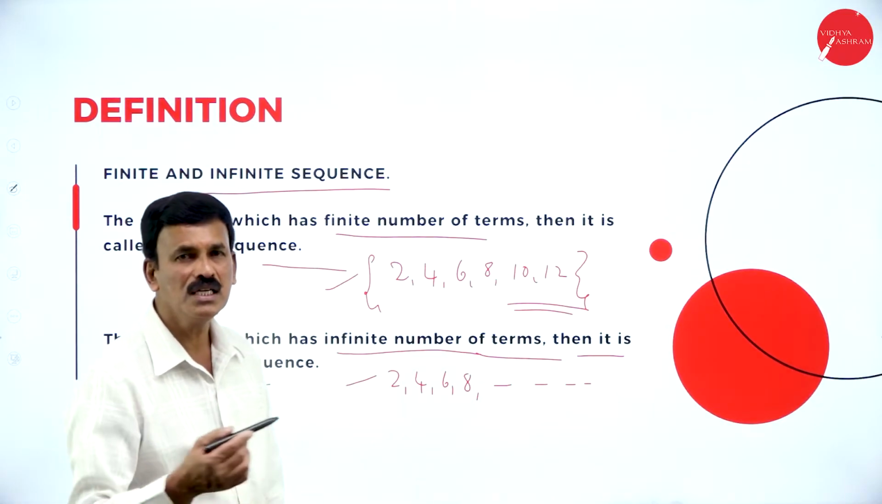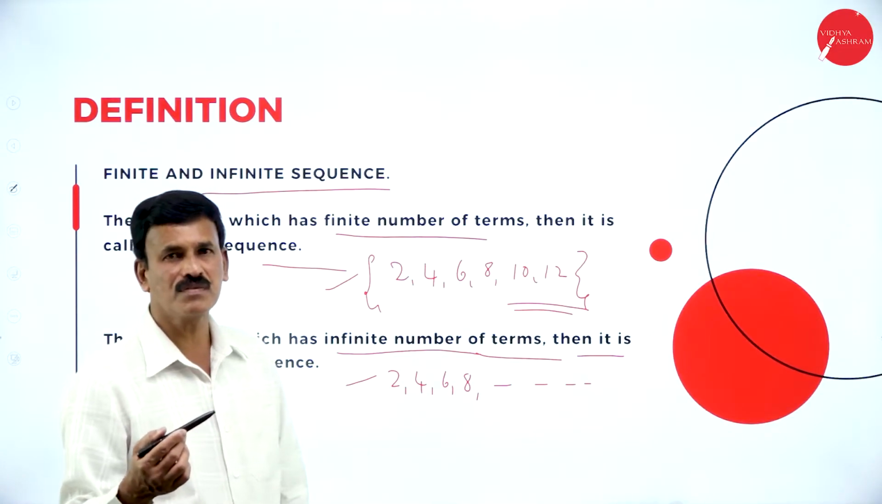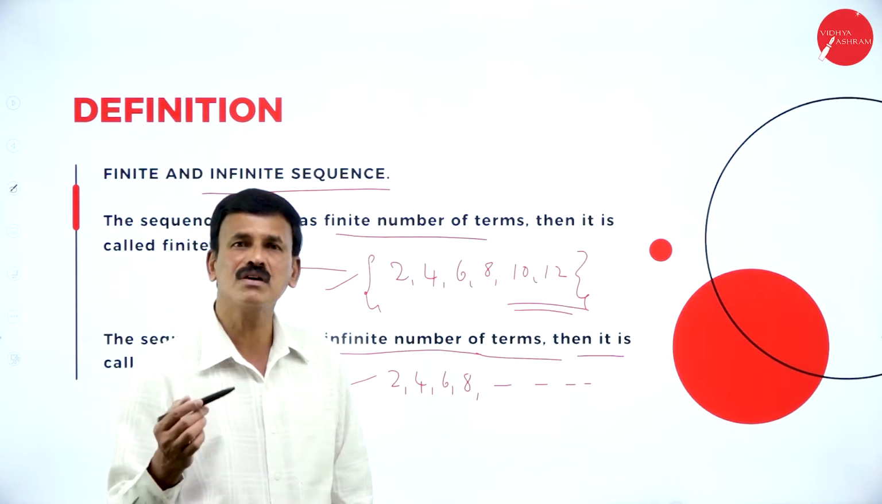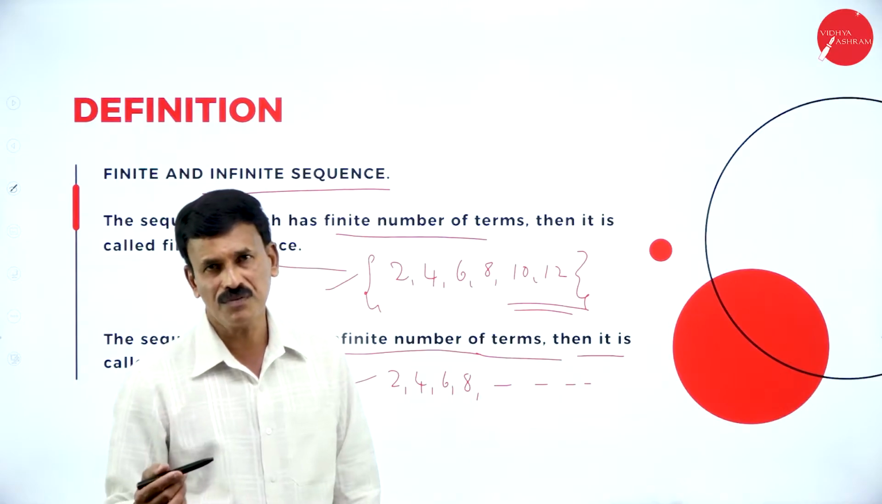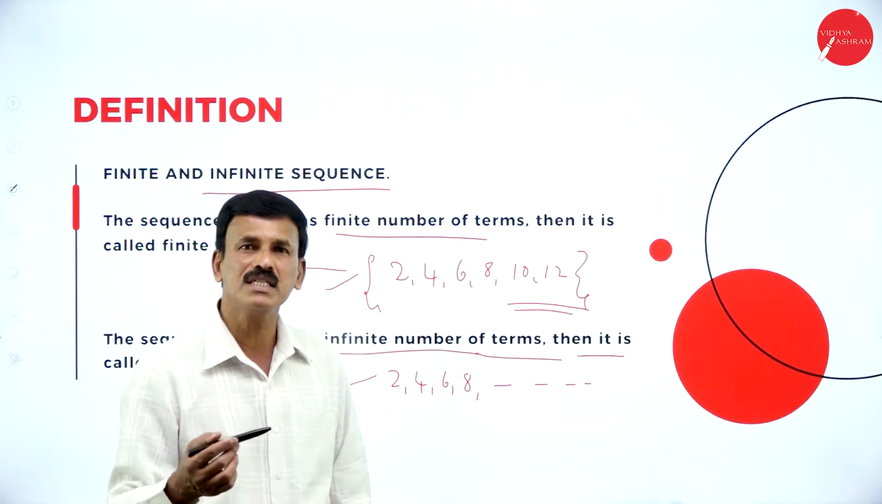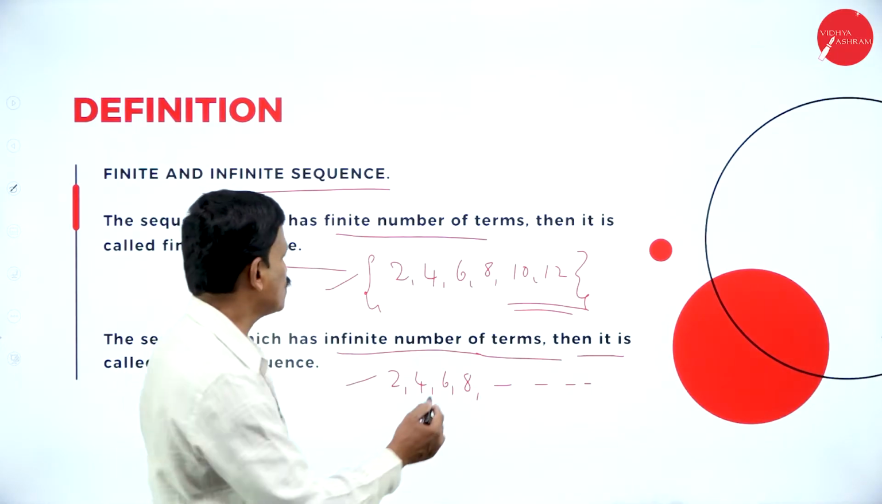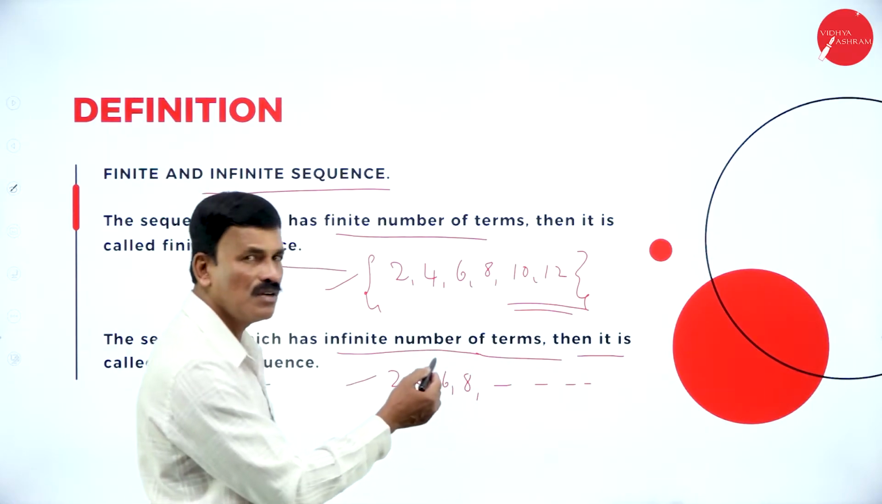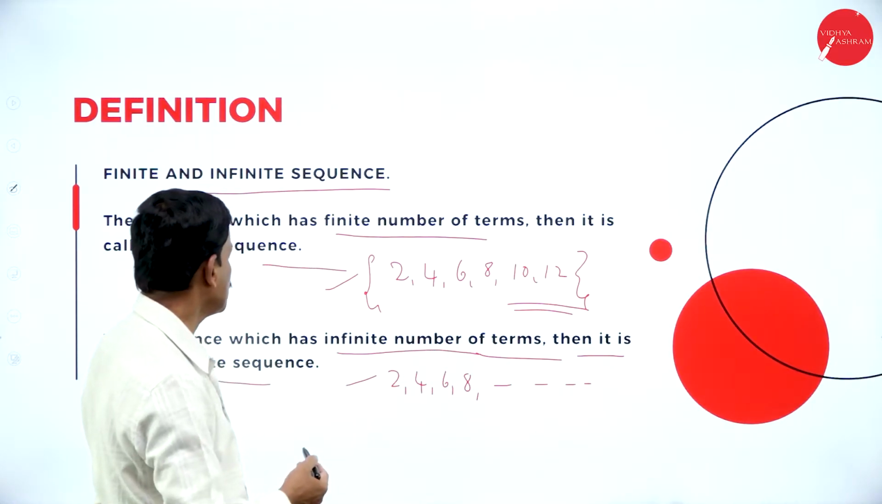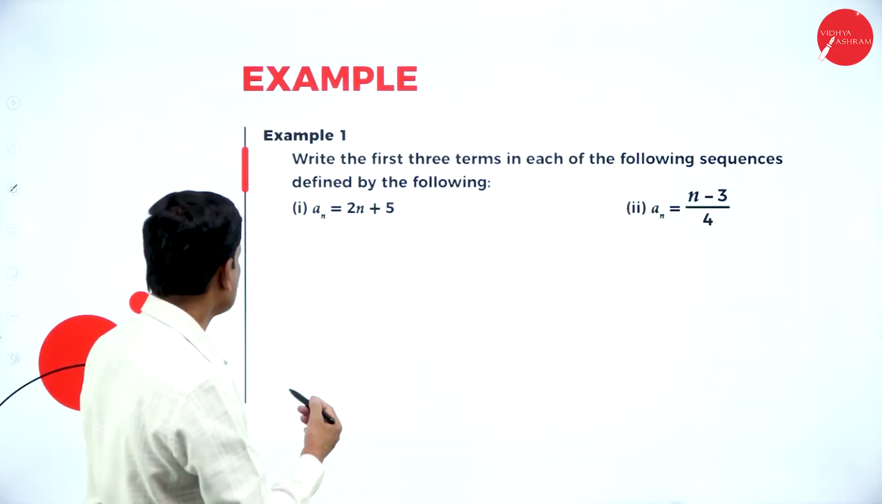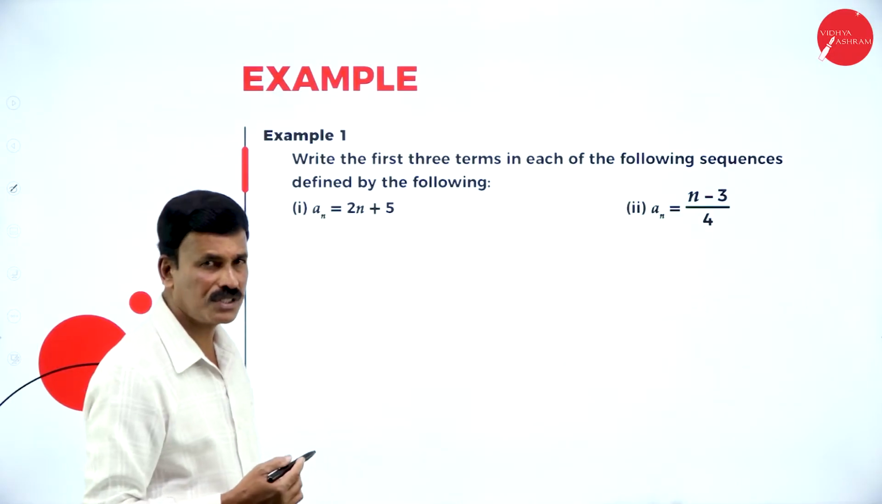So similarly, if the number of elements in the sequence are finite, then it is called a finite sequence. If the number of elements in the sequence are infinite, then it is called an infinite sequence. So this is an example of a finite sequence and an infinite sequence. Okay. Now let us take an example based on this.